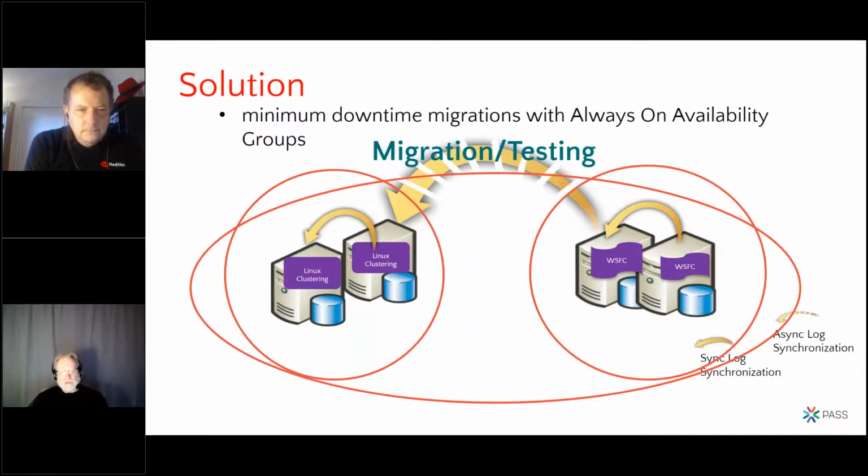So the solution is to set up a distributed availability group. So you have one availability group on the Windows side, which is your original, that originally was your infrastructure.